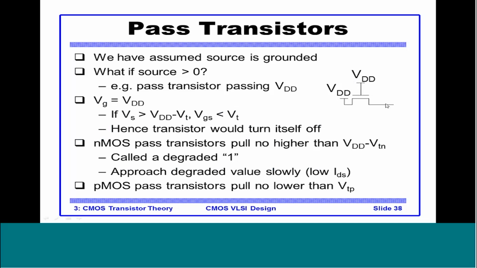Which means that if you use a pass transistor in a design and try to pass a 1 using NMOS, the NMOS will not pass VDD. It will not pass voltage higher than VDD minus VT, that is why it's called a degraded 1. Logic level 1 is represented by VDD. Since the pass transistor is able to pass only VDD minus VT, it's called a degraded 1. In other words, we say that NMOS passes a strong 0 but a weak 1.